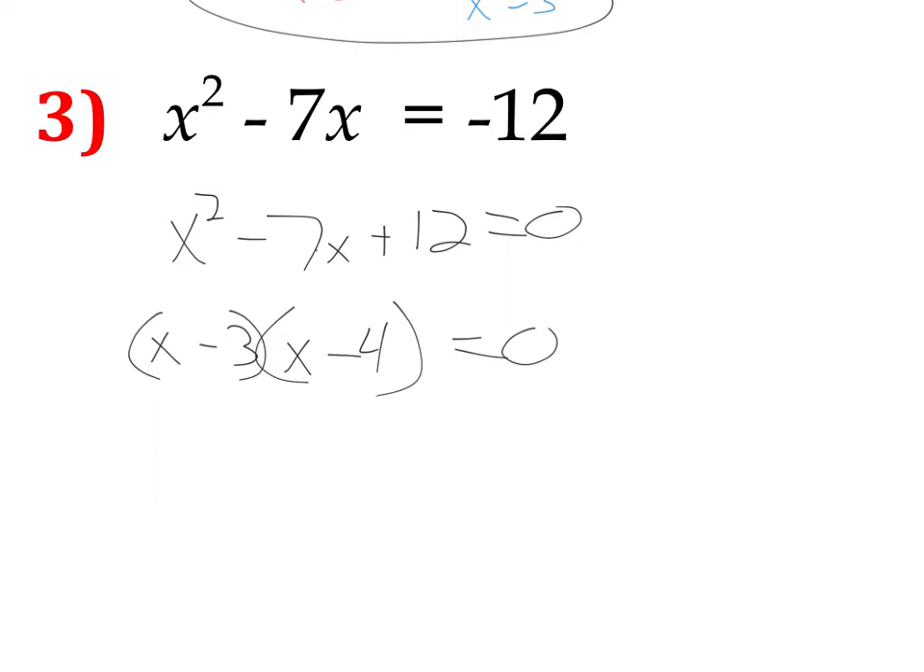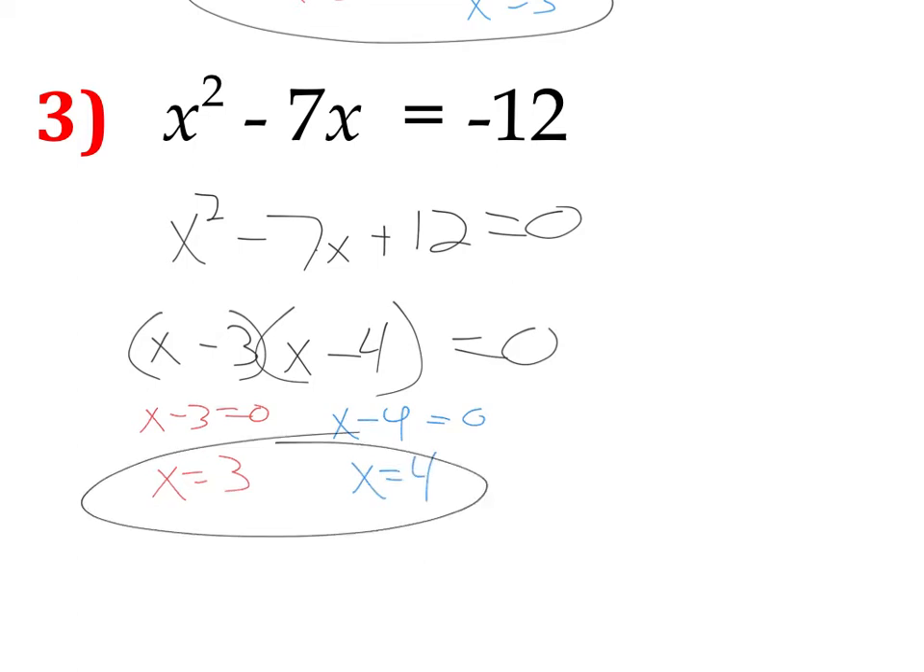So now that I have this factored out, set equal to 0, the zero product property states that one of these two factors must be equal to 0 if the overall product is 0. So I can set each factor equal to 0 and solve that one, sometimes two-step equation with ease.